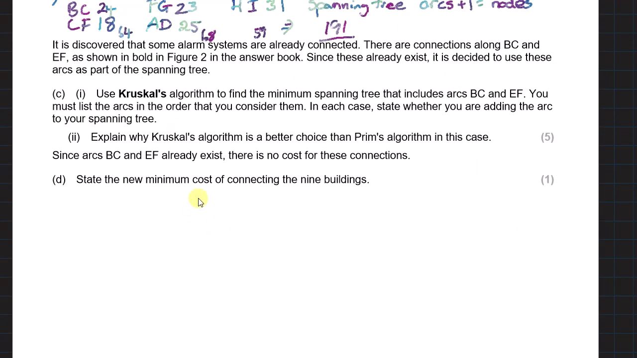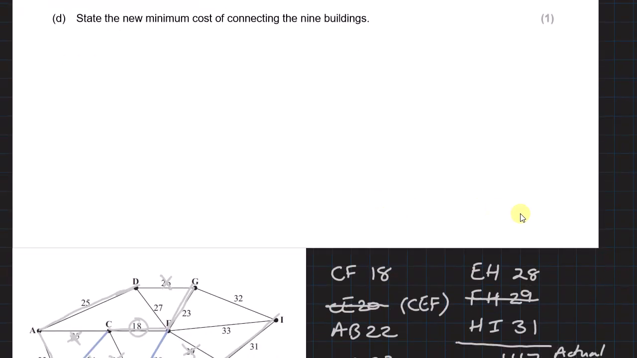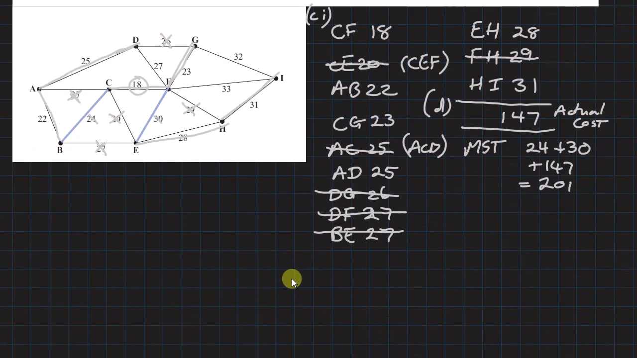Check, we've done the others. So that's the minimum connection, that's D, is that bit, the actual cost. That was C part 1. The question is, why is this better than Prim's for this? Prim's algorithm, you've got to have a starting point, and it doesn't give us this immediate start weight. I think it would still work.